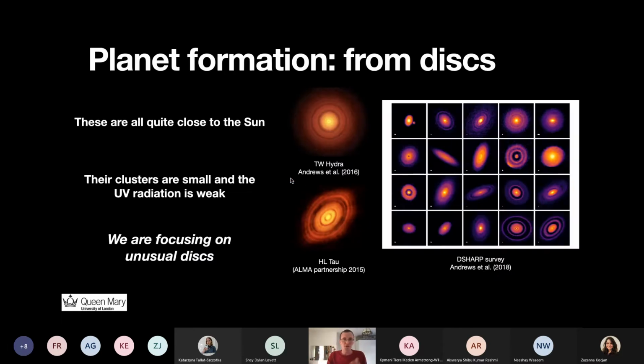So yeah, that's sort of the takeaway message of the first half of the talk: planets form in these disks, and those disks are only found around young stars, and the young stars are in these clusters, and the clusters can affect the disks. And these things that we are focusing on are sort of not typical, which could be a problem.